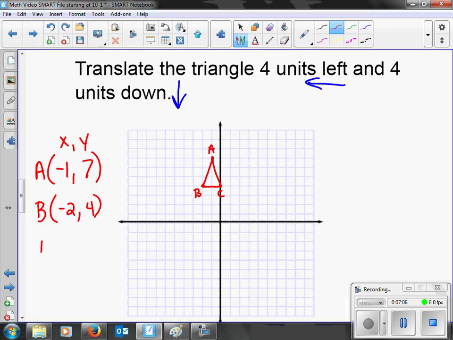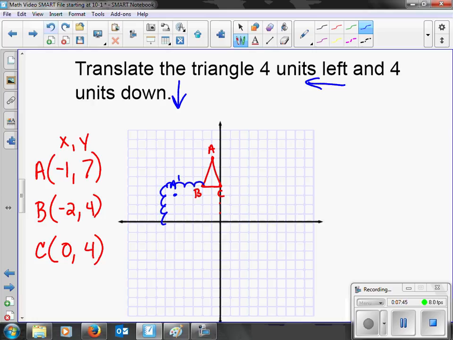And then C is on the y-axis, so it's at 0, and then it's up 4 spaces. Okay, so now we have to move it left and down. So left 4, and then down 4. Okay, this is A prime. All right, B is again going left 4, and down 4.